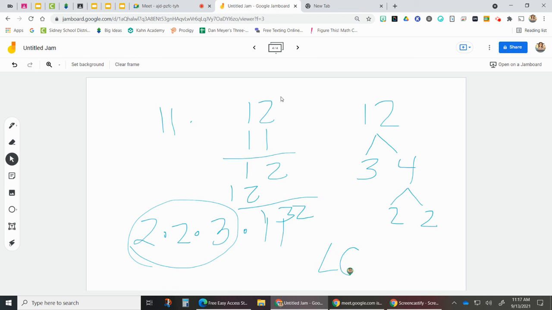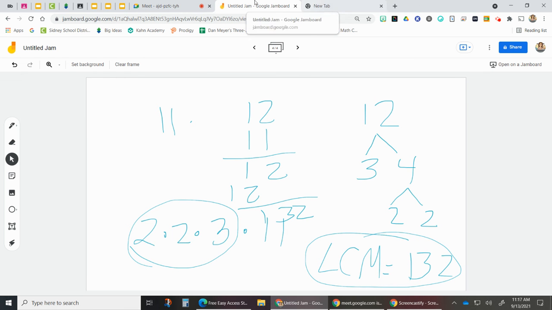So the LCM is just the two numbers multiplied to one another. If you happen to have one that you can't make a tree for because it's prime, multiply it by the other number. That's going to be your least common multiple. Don't make the trees for both of them because you can't make a tree for one of them. So you might as well not make the tree for the other one. Just default to multiplying them to each other.